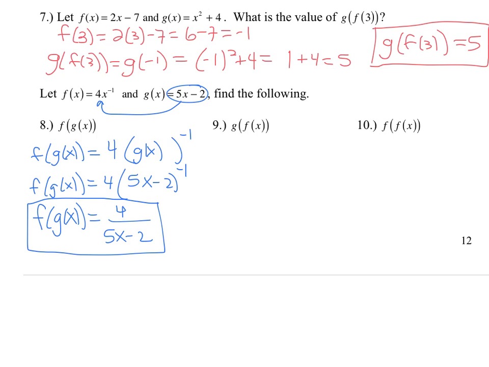Number 9 says to do the opposite. This time we're going to take function g and replace its input with the f of x function. So function g says 5 times some input, take away 2. So I leave my input space blank. They're telling me to put the f of x function in there. So I'm going to put f of x right here. And the f of x function is 4x to the negative first. So I'm going to take this and put it right here in place of the x.